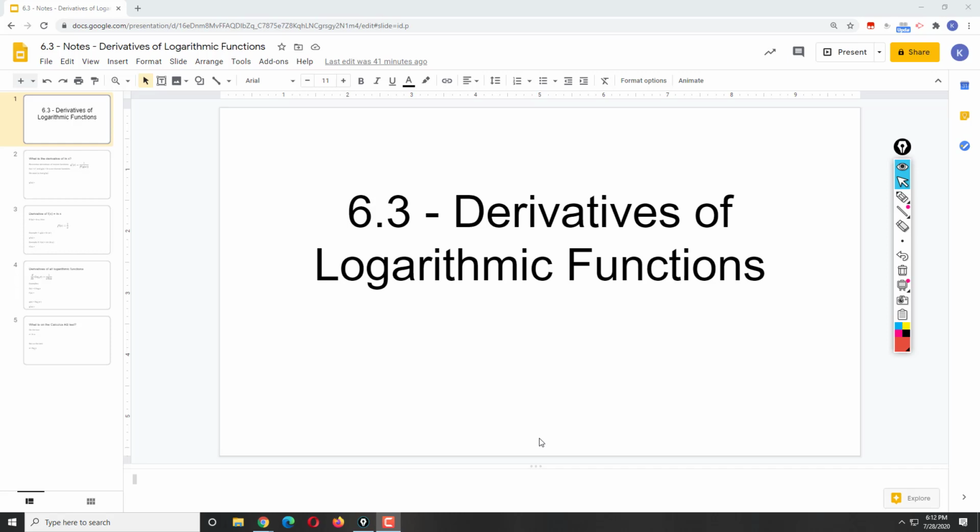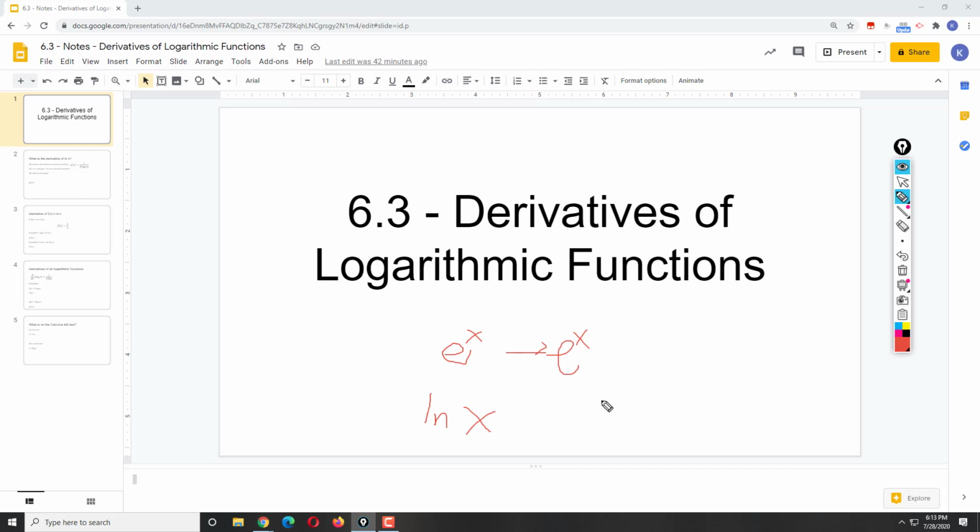This is Unit 6, Lesson 3, Derivatives of Logarithmic Functions. In the last lesson, we learned that the derivative of e to the x is just e to the x. In this lesson, we have to figure out what the derivative of ln x is. Remember that ln x is just the inverse of e to the x.